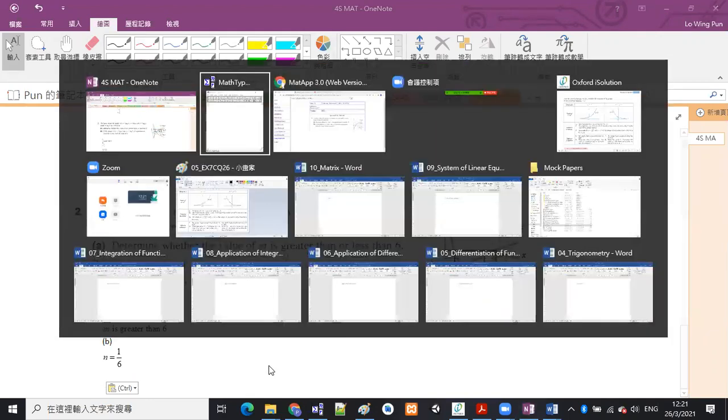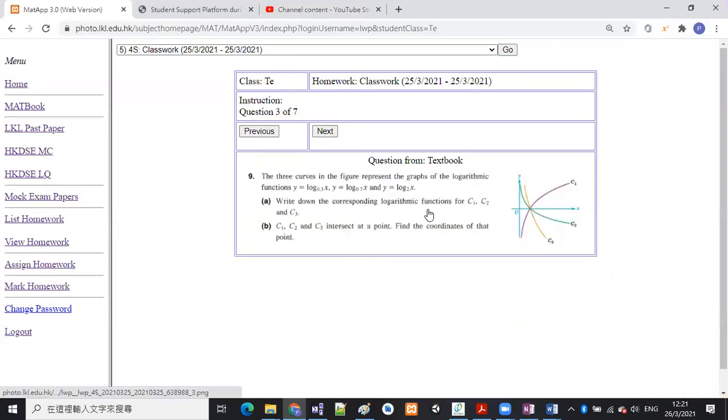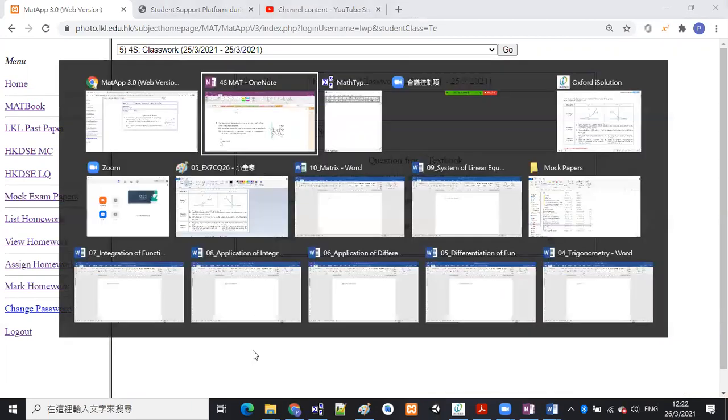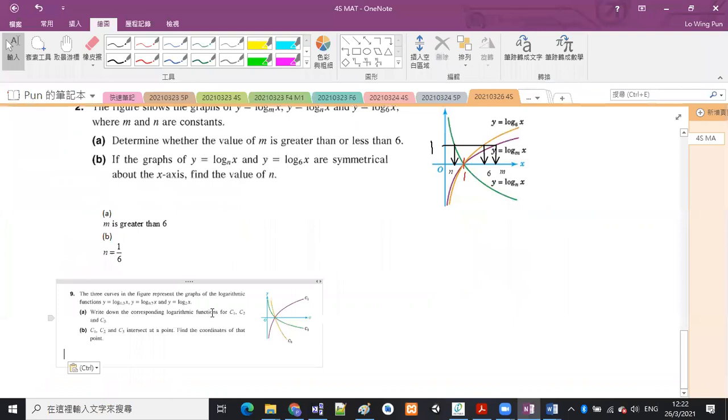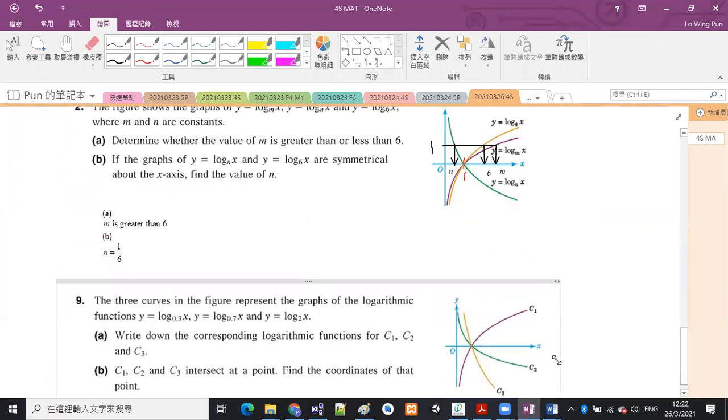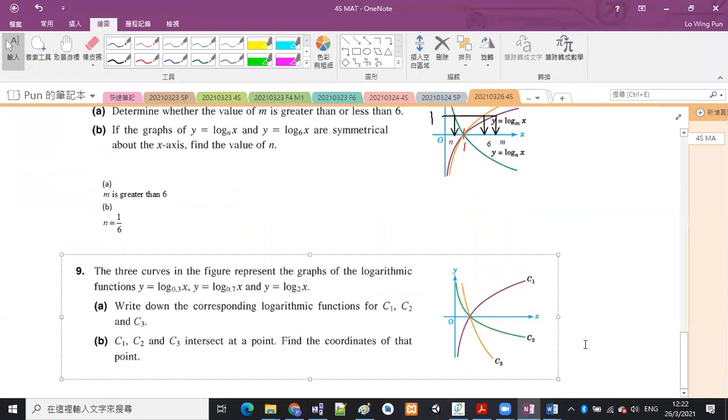See whether you can grasp it, everyone. Number 3, not number 3. Okay, next one. That is number 9. This is from the textbook, and I do not remember where it comes from. I think it's exercise 8 something. The three curves in the figure represent the graphs of the log functions y equals log x base 0.3, y equals log x base 0.7, and y equals log x base 2. Write down the corresponding log functions for C1, C2 and C3.